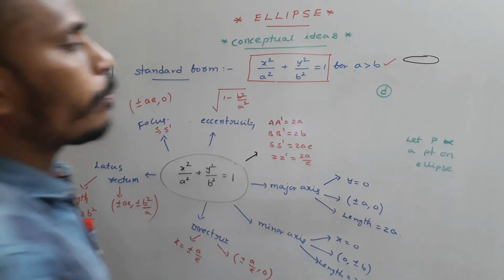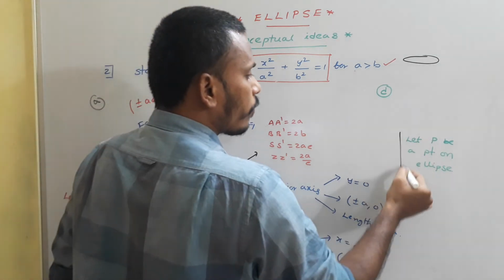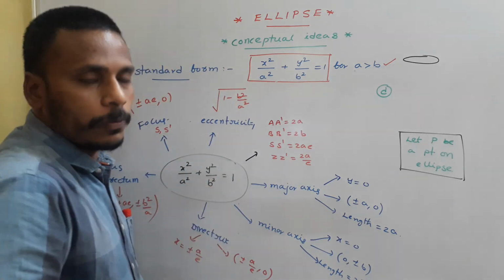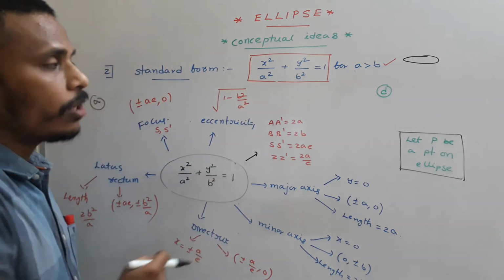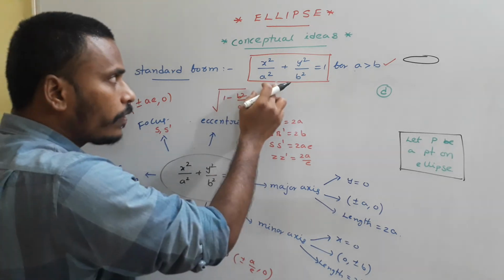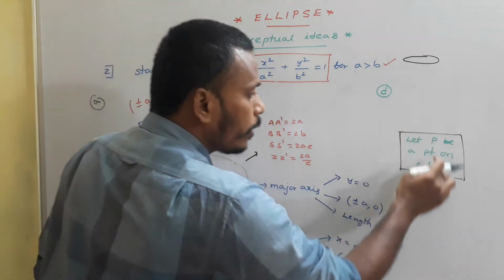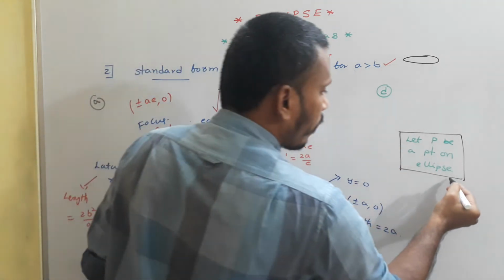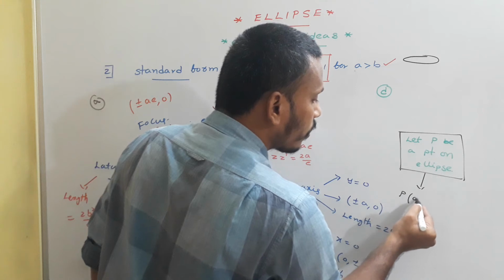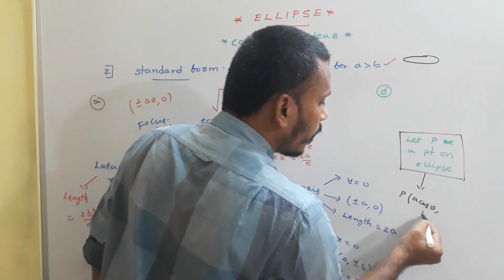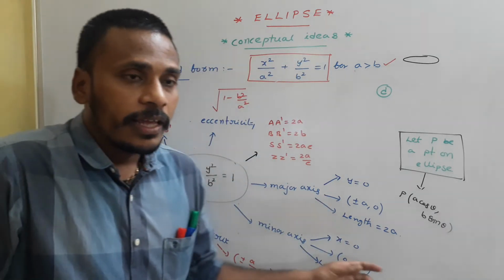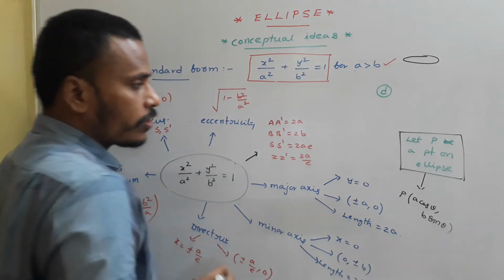So let P be a point on the ellipse. If we have a point P on that ellipse, what do we need to observe? Our concentration is on this type of ellipse only. Let P be a point on the ellipse. First, the parametric coordinates of the ellipse are nothing but a cos theta comma b sin theta. That is the first thing.